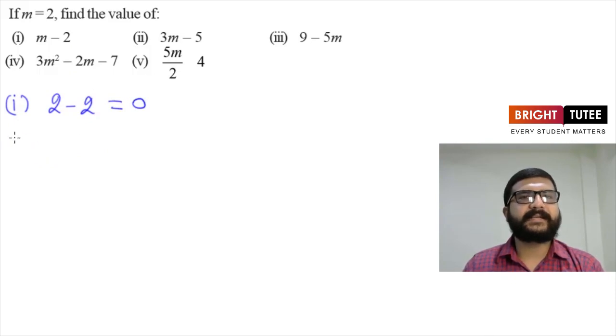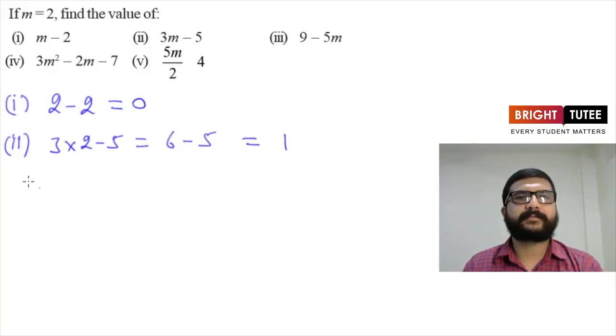Now let's see the second part of this question. Again we will put m equal to 2 here. So this will be 3 into 2 minus 5. Now 3 into 2 is 6 and then we'll have minus 5. Now 6 minus 5 it is 1. So value of this expression is 1 at m equal to 2.